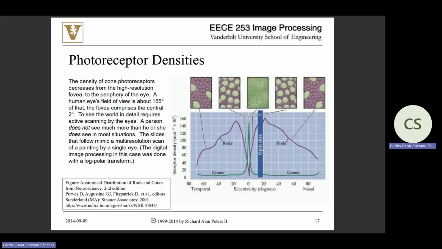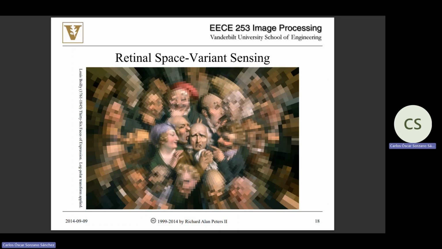Okay, another representation of that. So here we have very tight cones, and as you go away, you have rods that are the purple ones, and then from time to time you have some cones. And as you get closer to the fovea, the density of cones becomes bigger and bigger until they become so packed as they are there. Very good. So that means that the fovea is where we see the details. In the fovea, we see the details of some region, and as you go away, you lose those details.